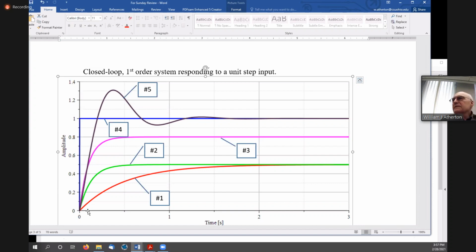If I had a curve that came up like this, you can imagine my cursor. I don't think I have any way to draw on this. If it came up like this and reached the final value of the input, you should know that that would be an open loop response. Remember the first lab, the open loop response took a long time, but it went up to the final value of the input for a step response.